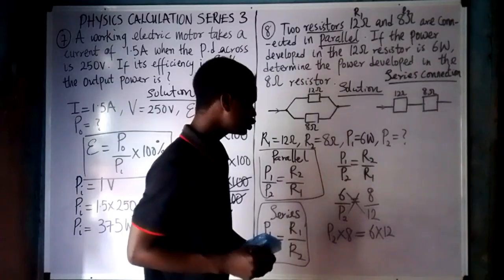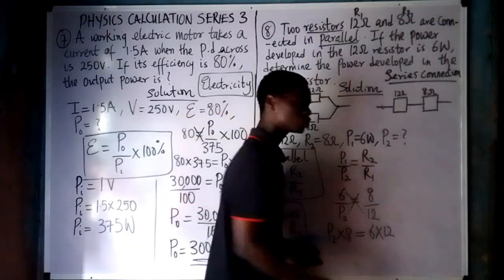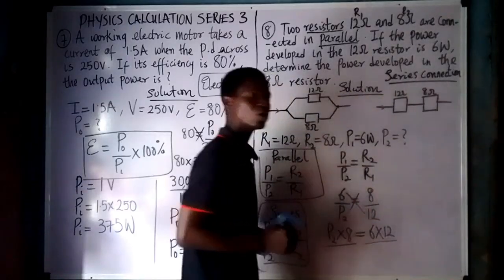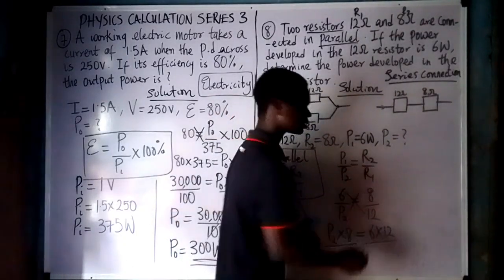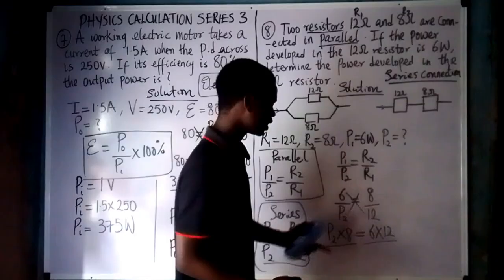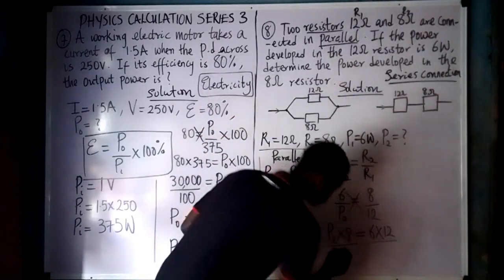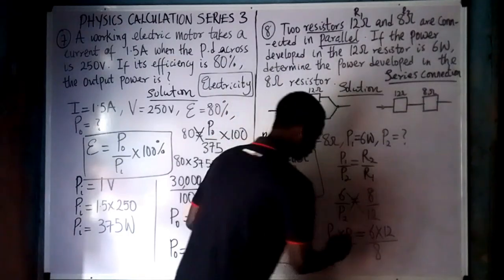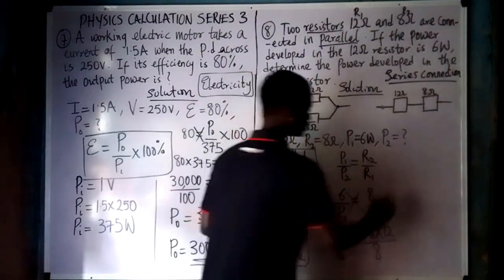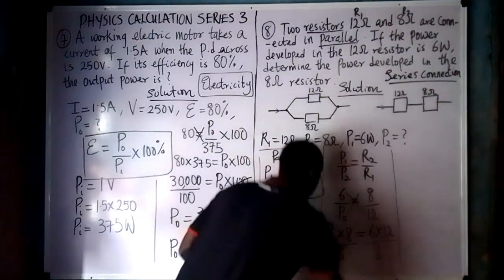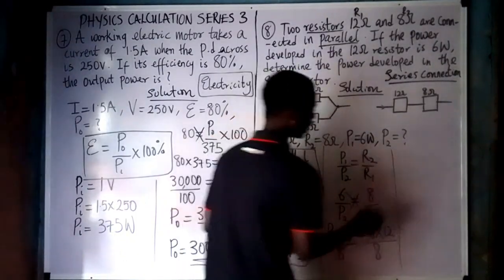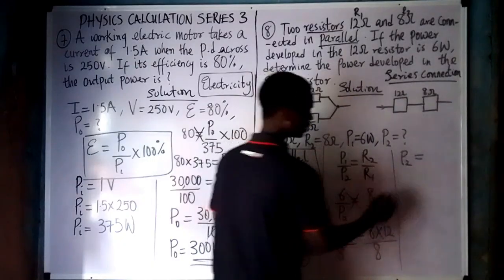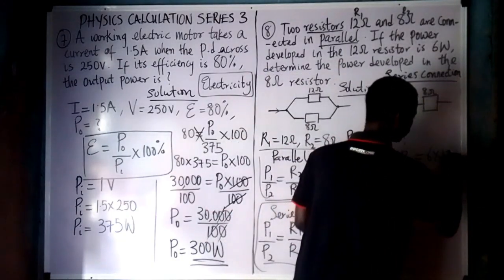We are looking for P2, but something is attached to it, so we have to divide both sides. Because it is saying times 8, we divide both sides by what is attached to the unknown, in this case 8. So we say over 8, over 8. Now 8 cancels 8. What is left here is P2 equals 6 times 12 over 8.